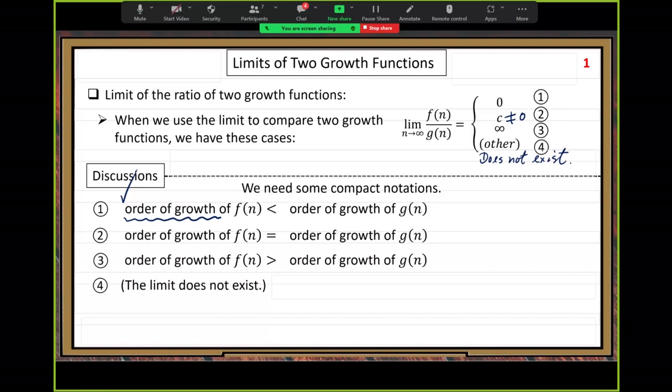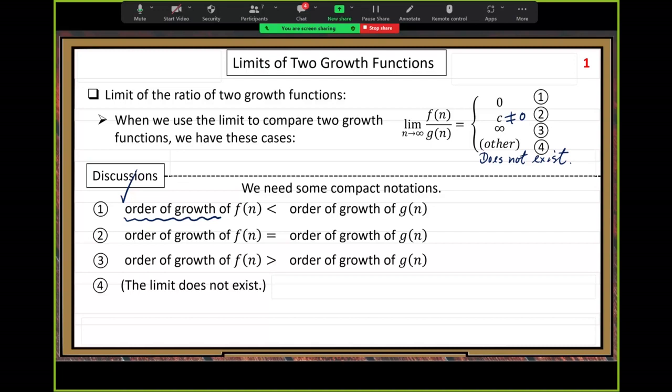For this abstract concept, order of growth. So what's that? You cannot feel about it, right? It's hard to feel about it. How to imagine what that order of growth is? Here, I want to give you some concrete understanding of this order of growth concept.